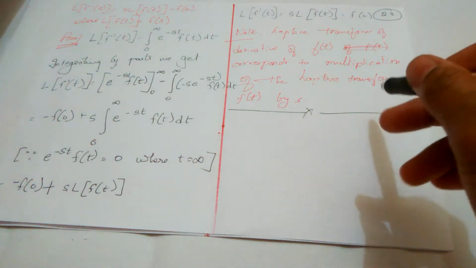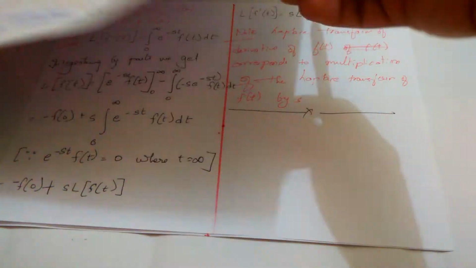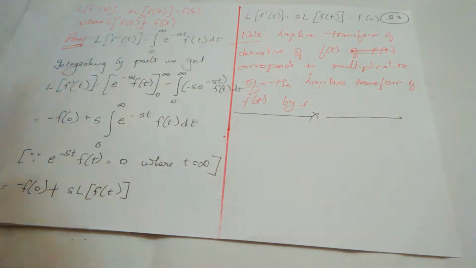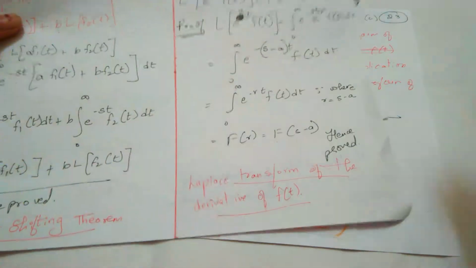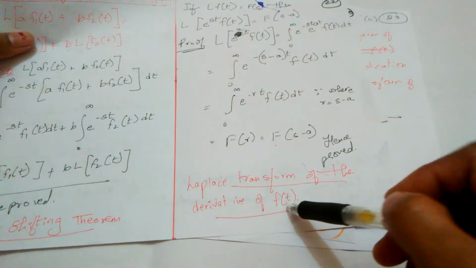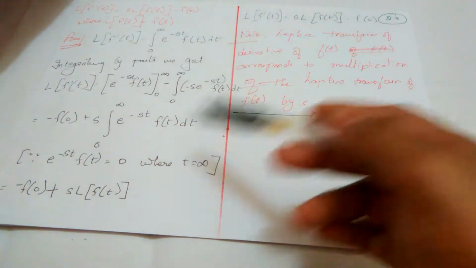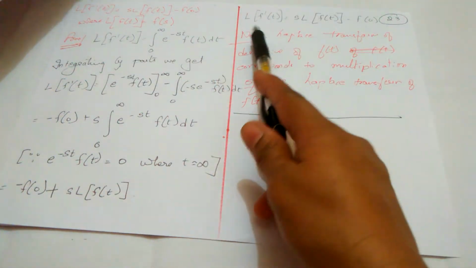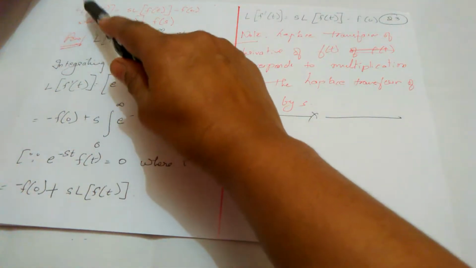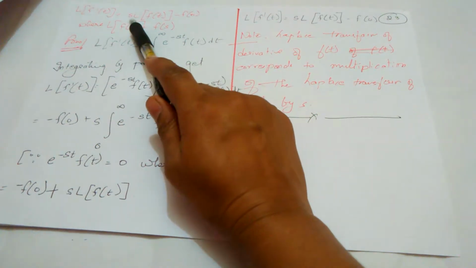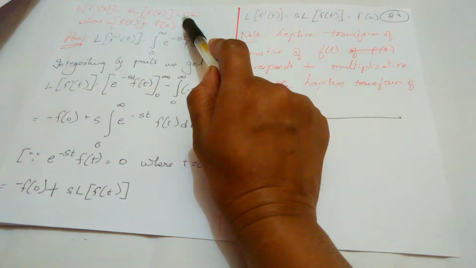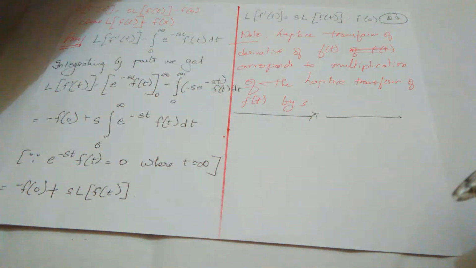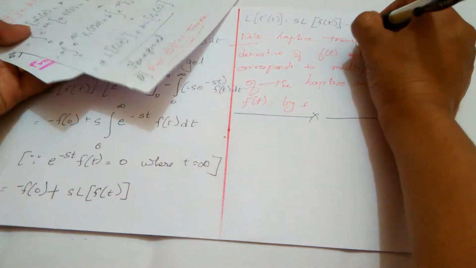And also we have done Laplace transform of derivative of f of t. That we have solved here, and we have got the result till here. That is L of f1 of t is equal to s L of f of t minus f of 0. Okay. So now I will mark this result as A.